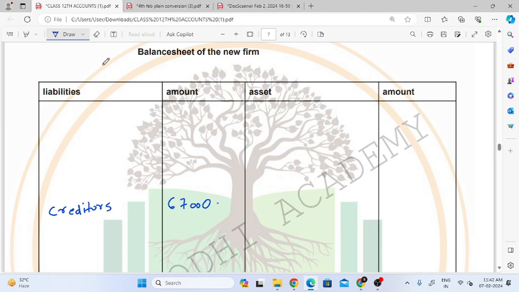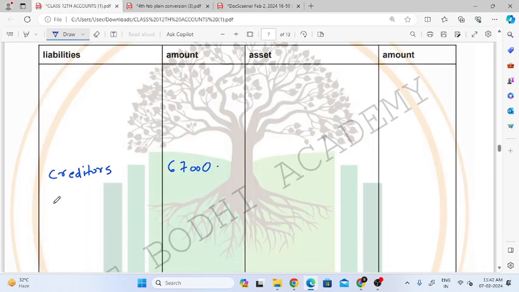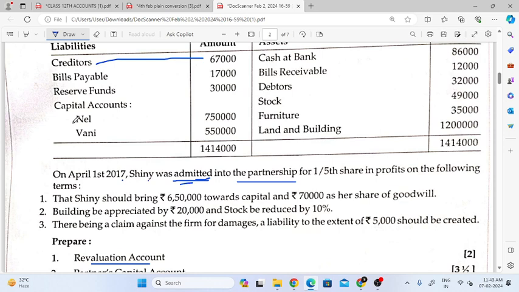Then next is bills payable. Again we have to check if there is any adjustment for bills payable. I cannot see any adjustment with regards to bills payable. So bills payable, 17,000, will come directly over here. Bills payable 17,000.